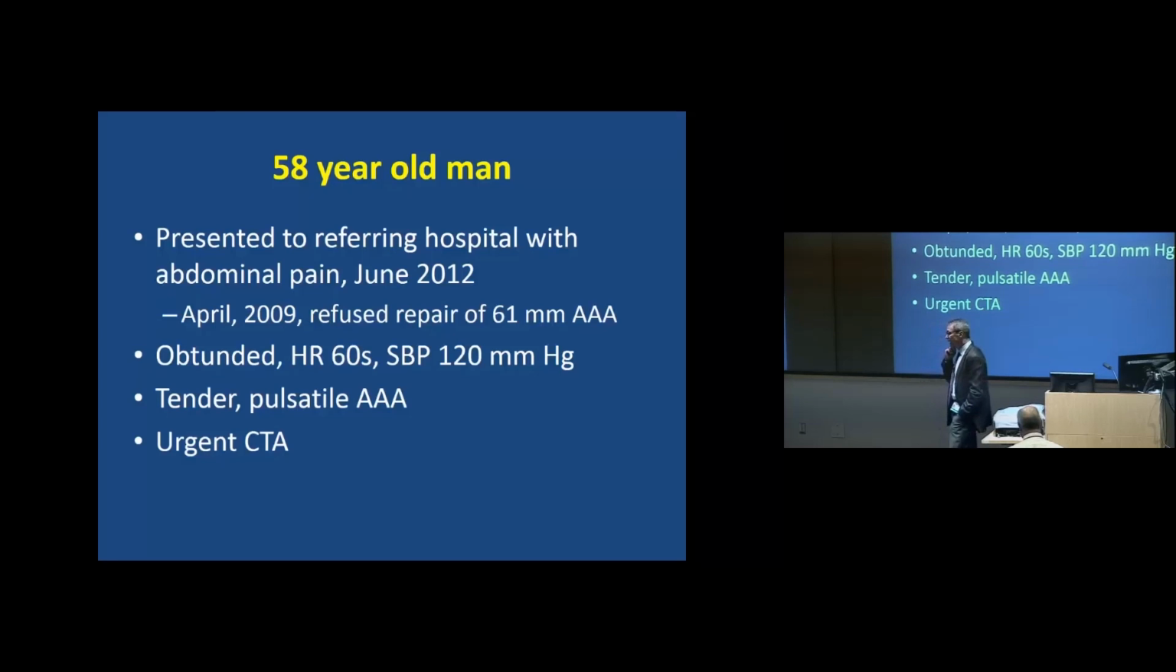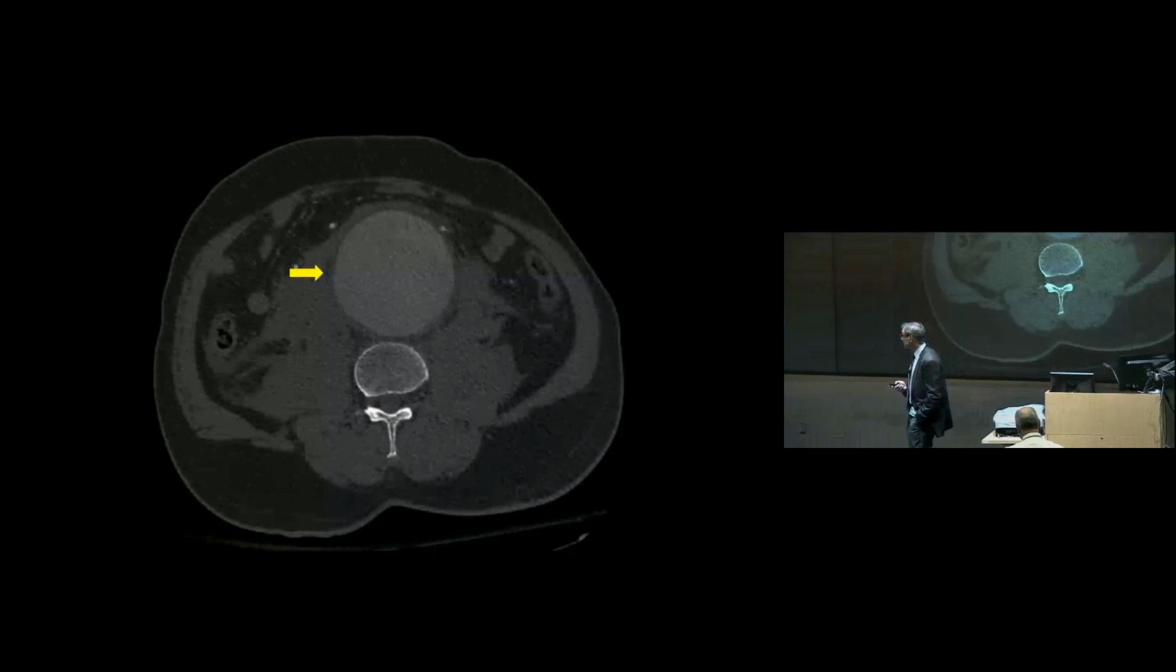He was of an ethnic group that has some hesitancy to accept Western medicine, so he was going to go back and speak with his community elders. I never saw him again until 3 years later when he came back with a rupture. He was obtunded with a heart rate in the 60s and systolic blood pressure 120. He had a tender pulsatile aortic aneurysm, and he was sent for an urgent CT scan to assess his anatomy.